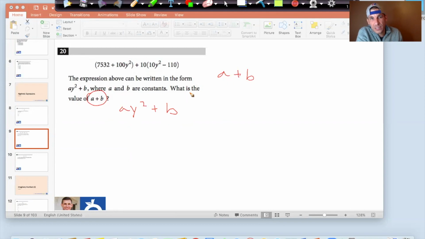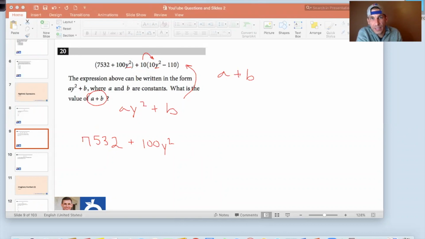So if I skim up to my equation up here, I do see the fact that I have a y squared, as I'm interpreting this. So basically, it looks realistically like all I'm going to do is simplify like terms. So I have 7532 plus 100 y squared. Because of the fact that there's nothing in front of this and I'm not distributing anything, I'm just going to bring this out of my parenthesis. But on the other hand, I do have a 10 here, so I'm going to distribute my 10 to make this a little bit easier.